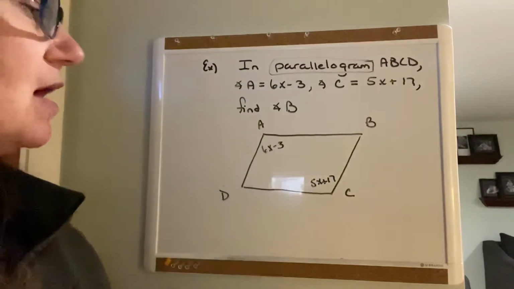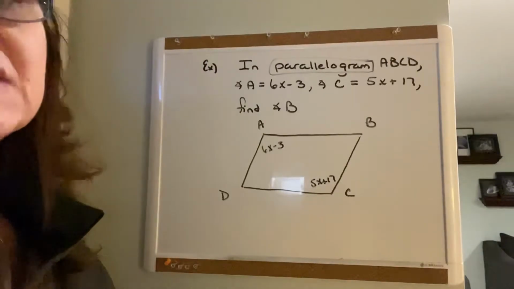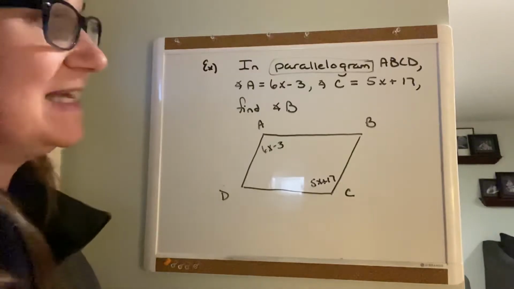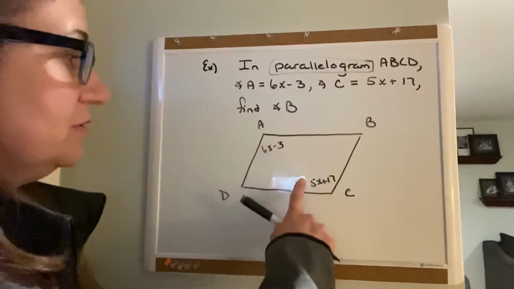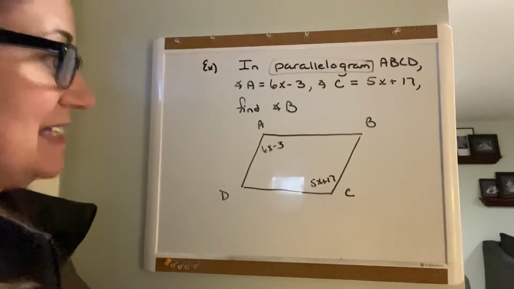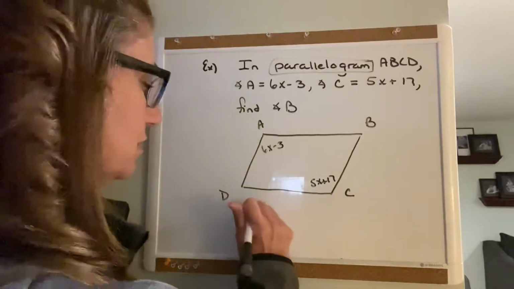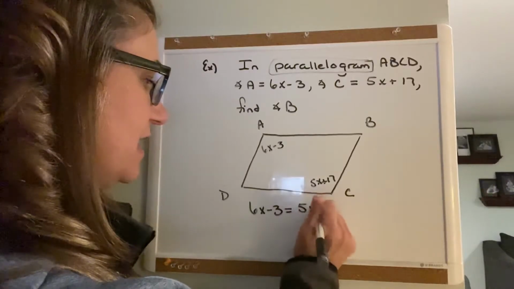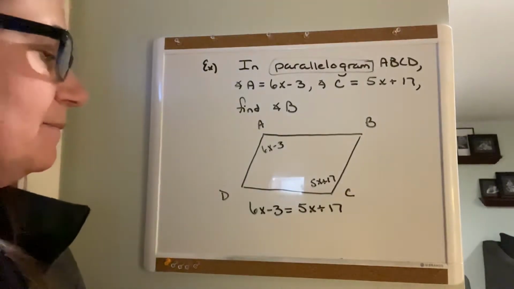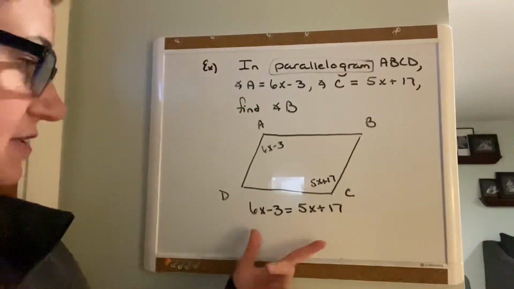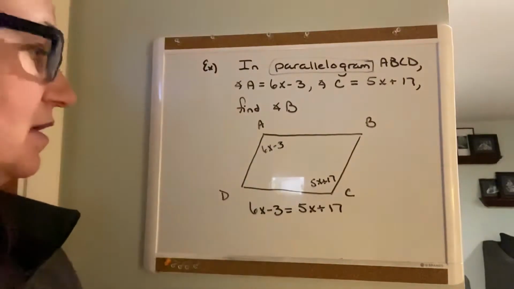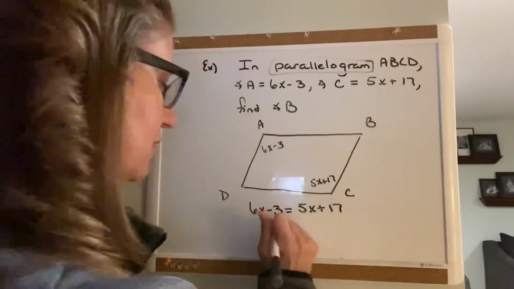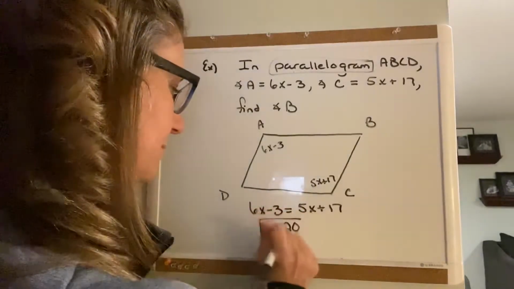So since I gave you opposite angles, the property says opposite angles are congruent. And congruent, as you know, is a fancy way of saying equal. So you set up your algebra equation by setting those two quantities equal. So 6x minus 3 is equal to 5x plus 17. Now, I have every bit of confidence that you guys can solve an equation. So I subtract 5x from both sides, add 3 to both sides, and I get x equals 20.